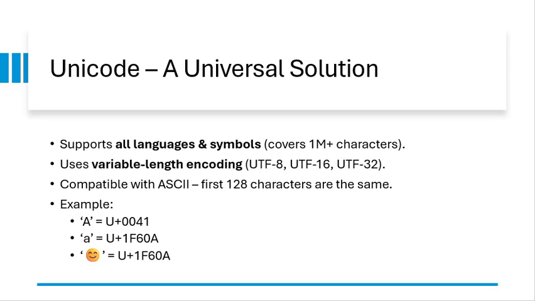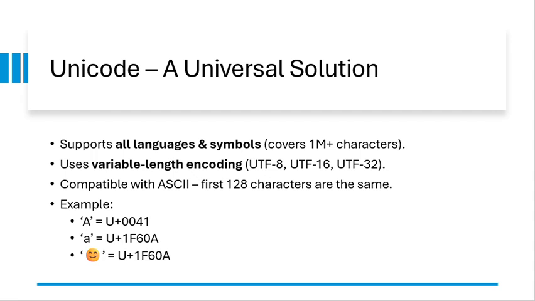Now we'll talk about Unicode, which is a universal solution. So what is Unicode? Unicode was introduced to support all languages, symbols and emojis. It is a universal character encoding standard that assigns a unique number to every character, no matter what language or script it is. It uses variable length encoding. There are three types of Unicode encoding: UTF-8, UTF-16 and UTF-32.